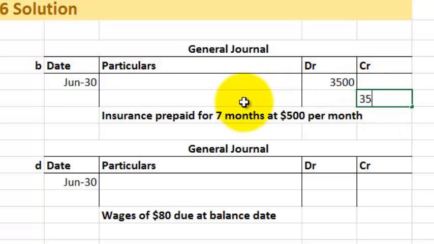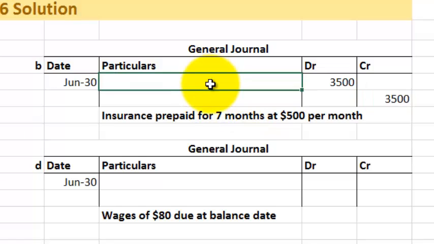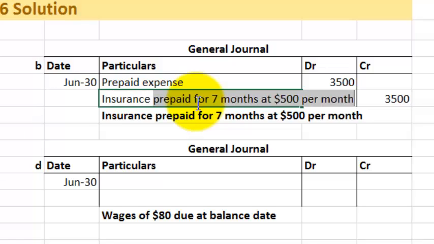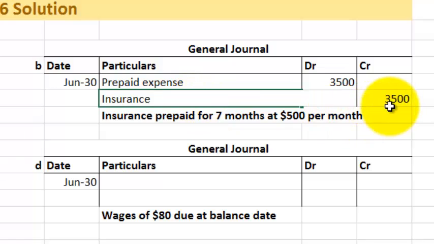I'll put that in there as well because we know we're going to have a credit. In this instance, it's insurance that is owed by the next accounting period. So we have in a sense a current asset like a debtor, and the account that we use is prepaid expense there, and we need to decrease insurance expense. That's why we have insurance on the credit side for $3,500.